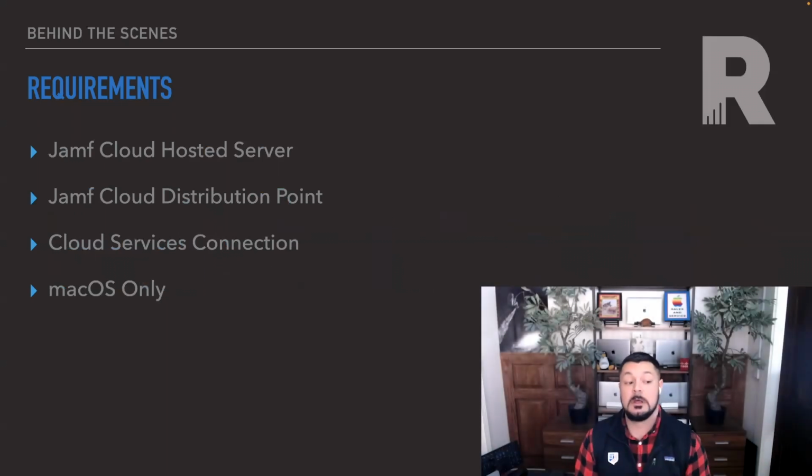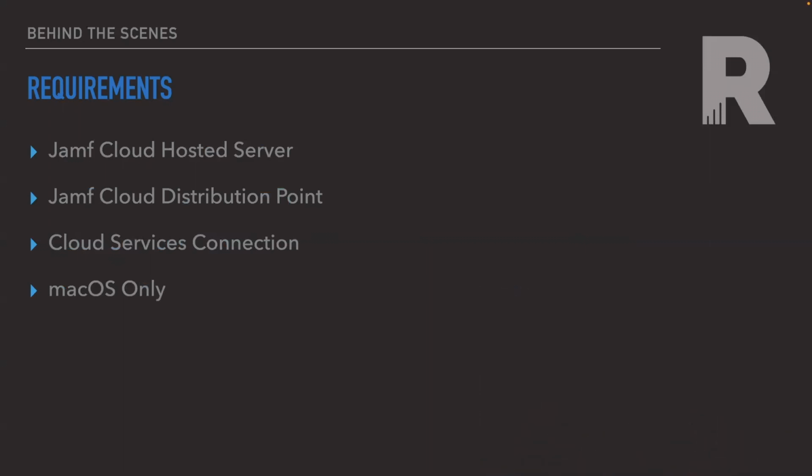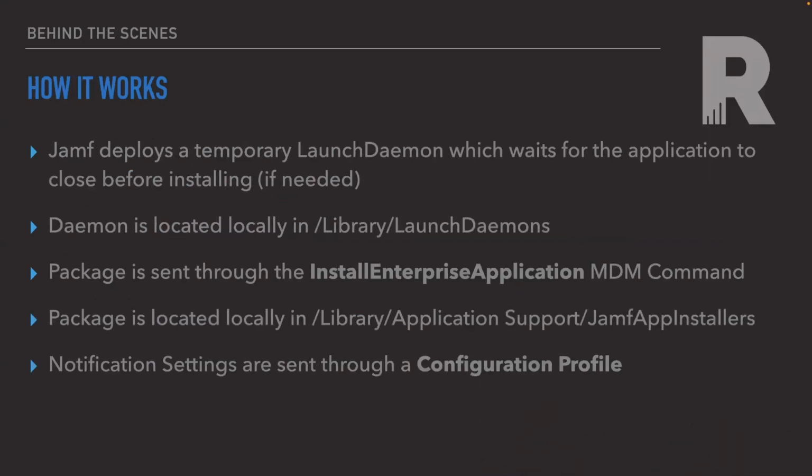The requirements are you must have a Jamf Cloud hosted server, you must have a Jamf Cloud distribution point, you must have your cloud services connection established, and it's for macOS only. How it's working is everything's deployed through an MDM command. So Jamf will deploy a temporary launch daemon. It's waiting for the application to close before installing if necessary. This daemon is located locally on the machine in the Library LaunchDaemons directory. And as stated, it's only a temporary daemon. So once the installation process has commenced and completed, Jamf removes the daemon from that directory.